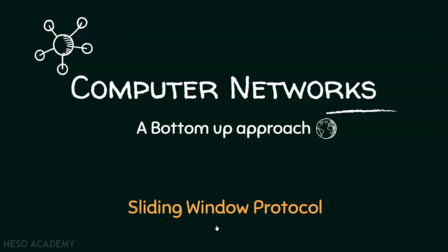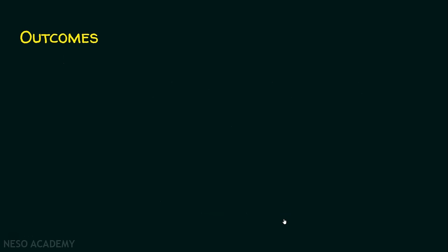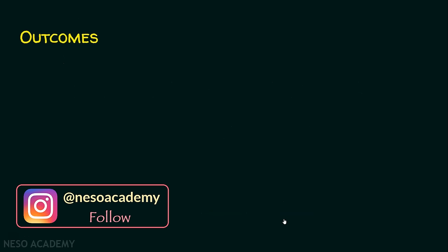In the last lecture, we have seen the stop and wait protocol and the stop and wait ARQ protocol. In today's lecture, we will see the sliding window protocol. Let's start the session with the outcomes. In today's session, we have three outcomes. Let's see what they are.